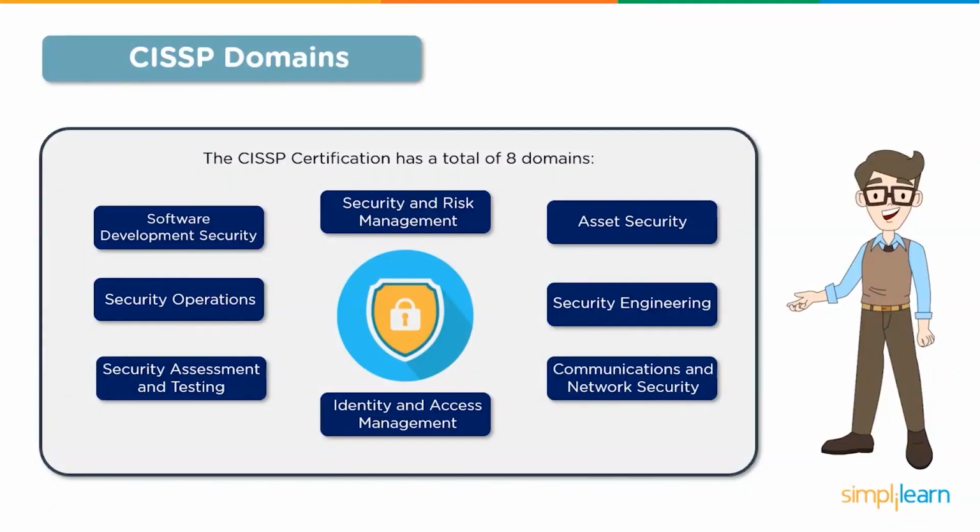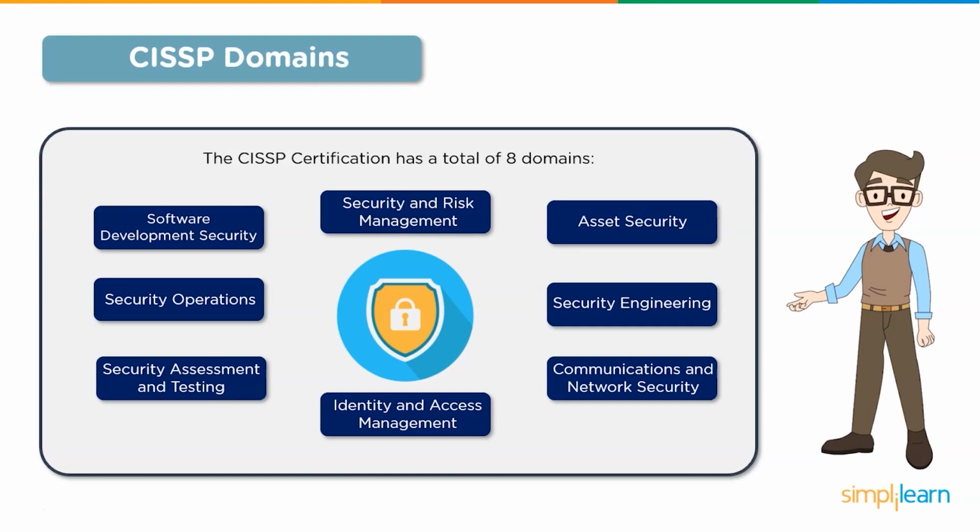This entire certification is grouped into a total of 8 domains. The broad spectrum of topics included in CISSP ensure its relevance across all disciplines in the field of information security. Successful candidates are competent in the following 8 domains. They are security and risk management, then we have asset security, security engineering, communications and network security, followed by identity and access management, then security assessment and testing, security operations, and finally we have software development security.